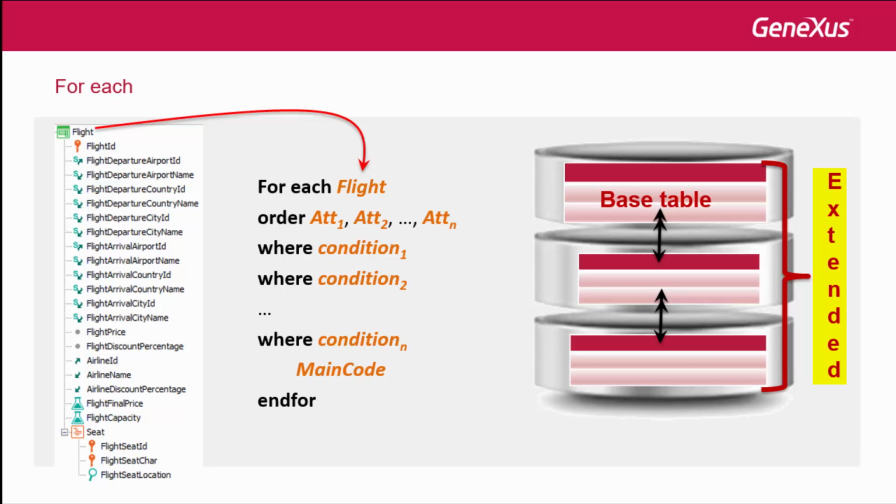In other words, we indicate to the for each the level of the transaction with which we want to work, and it's from there that the extended information is to be deduced. This information might not be included in the structure of the transaction, but it may be reached based on the relations between entities.